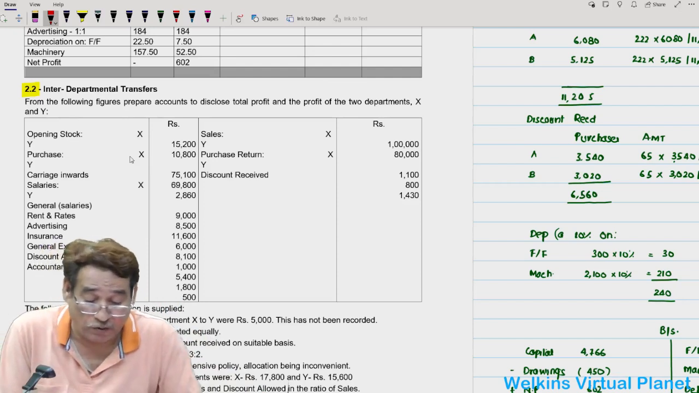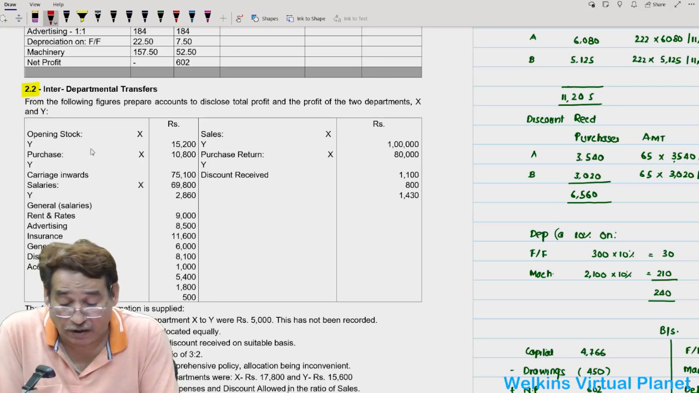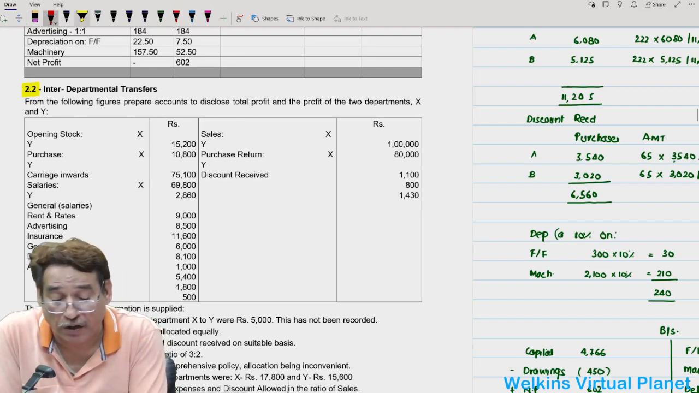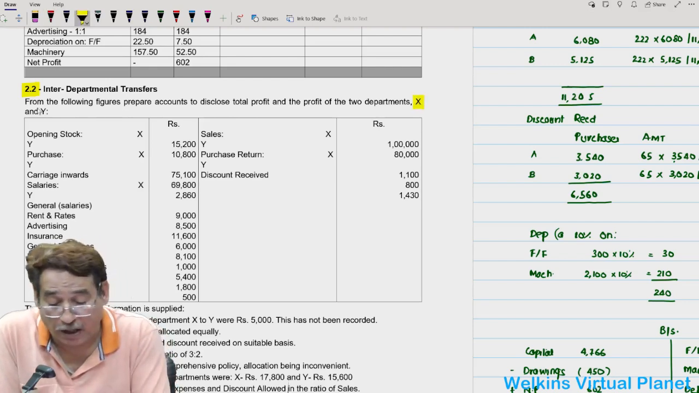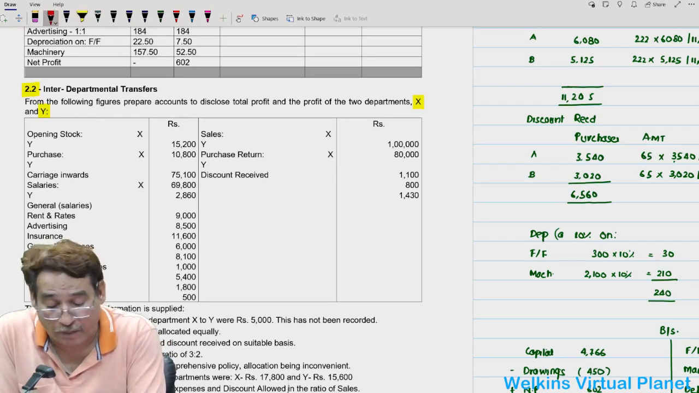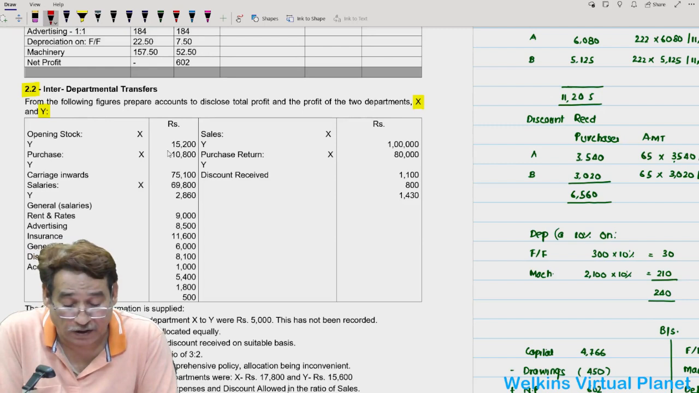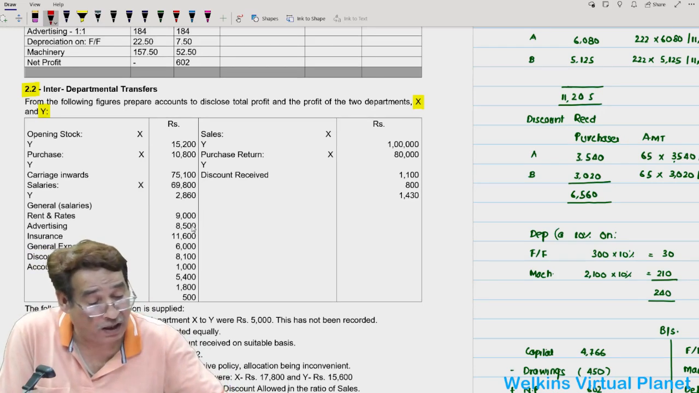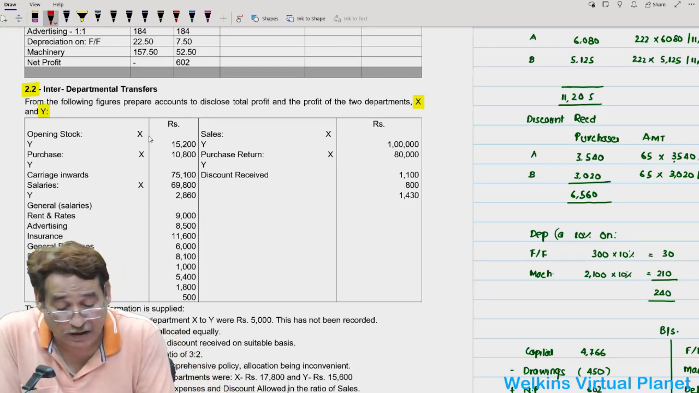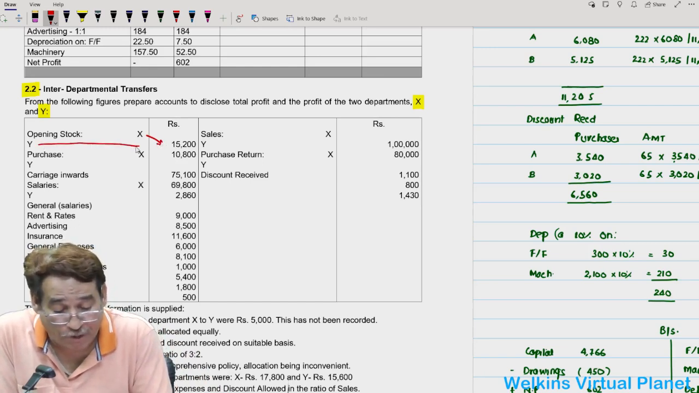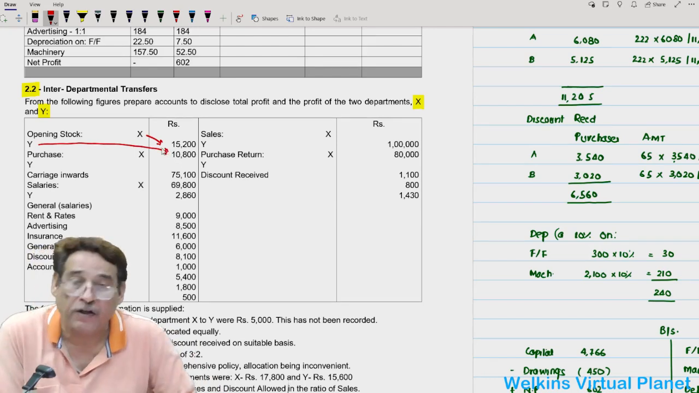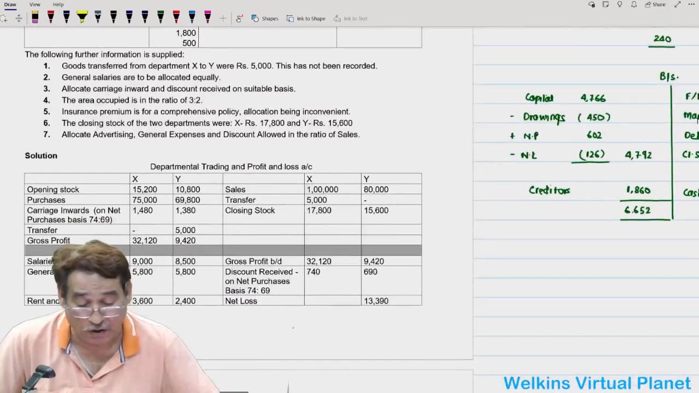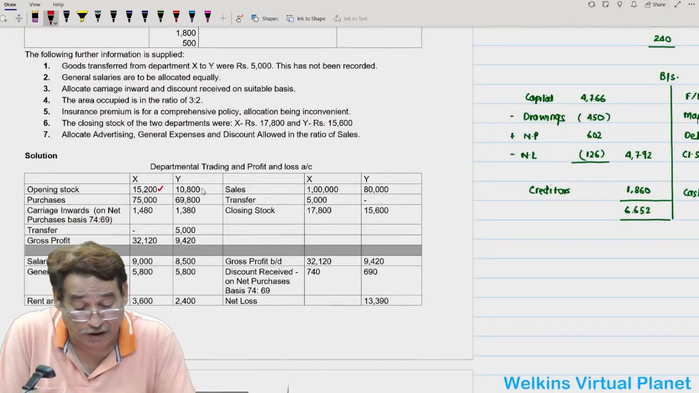Opening stock is given to you. Now, opening stock actually in this question is 15,000. There are two departments actually, X and Y. First of all, you need to understand this. There are two departments, X and Y. The second important point is that opening stock is given to you, and you have to be a little bit careful in this regard. Your opening stock as far as department X is concerned is 15,200, and of Y it is 10,800. Correct? You immediately write in your solution opening stock 15,200 and 10,800.